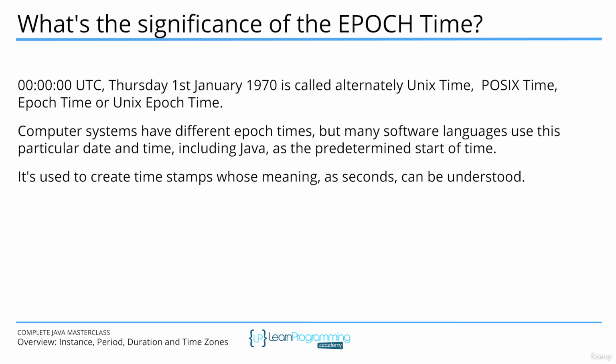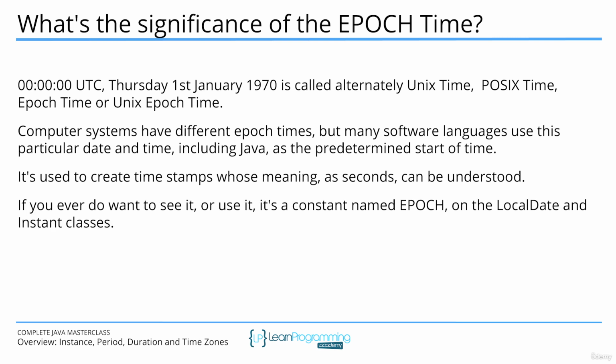You don't have to memorize this date, and you probably don't ever have to worry about it for most of your timing needs. If you ever do want to see it or use it, it's a constant named EPOCH on the LocalDate and Instant classes.